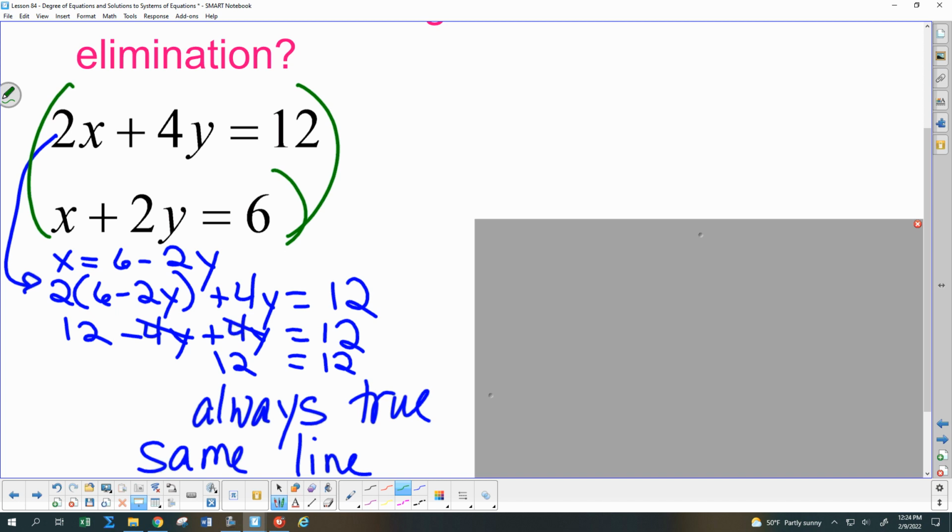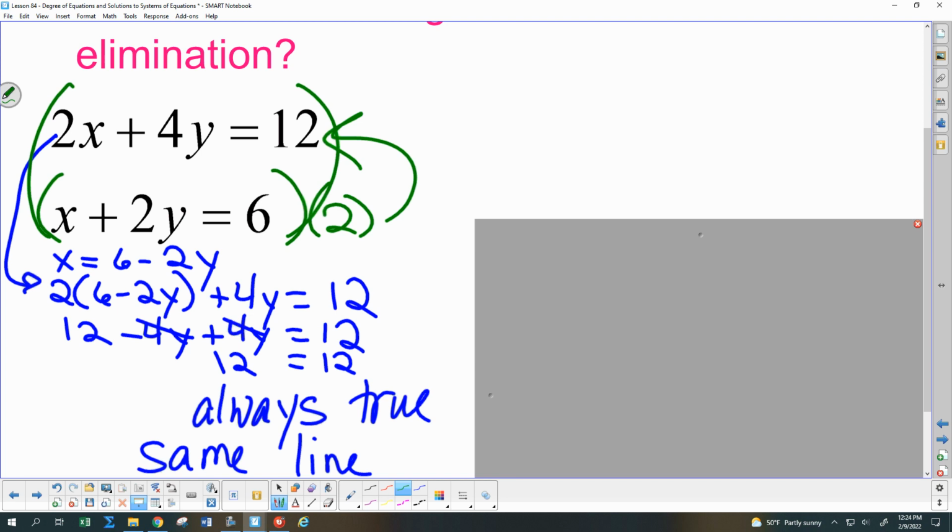So everybody good? These really are equivalent equations. One's a multiple of the other. So when we graph them, we got exactly the same thing. So something always true, it's going to be the same line. Okay, you can probably guess what's going to happen with the next system. If that one was same line, what do you think this next one's going to end up being?